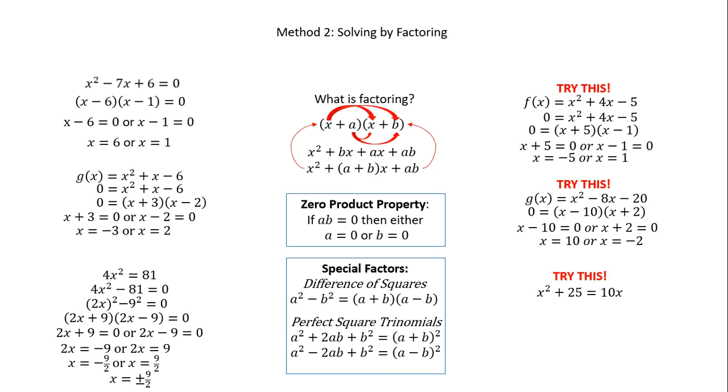All right, so set it equal to 0 means we had to subtract the 10x. Factor: x minus 5 equals 0, which means x minus 5 equals 0 or x minus 5 equals 0. Those are the same thing. X equals 5 or x equals 5. Do we need to write it both times? No, we only really need to write it once.